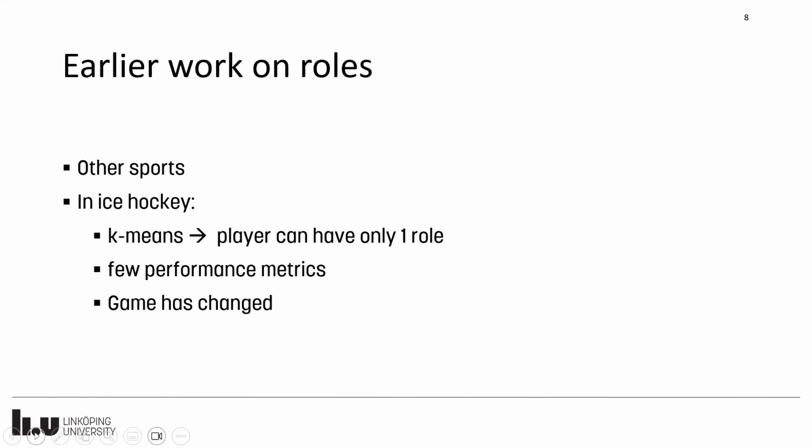There has been work on roles earlier. For instance, at this workshop a few years ago, Jan van Haren presented work on 22 different roles in football. In ice hockey, there has been some very early work in the 90s, and some work 10, 15 years ago as well. Usually K-means was used, which means that the player can only have one role. Not so much data was available, so few performance metrics were used. And of course, the game has also changed. Hockey is not played the same way nowadays as 10 or 20 years ago.